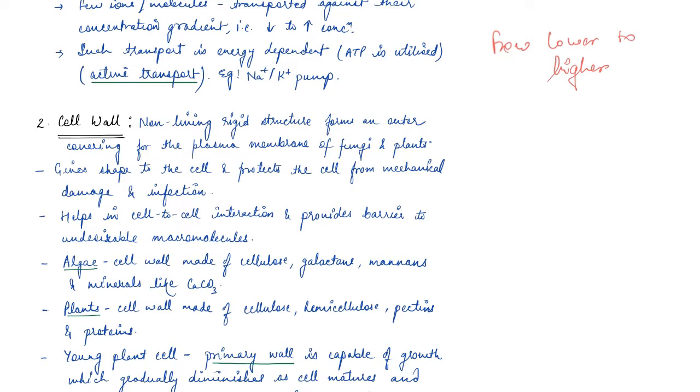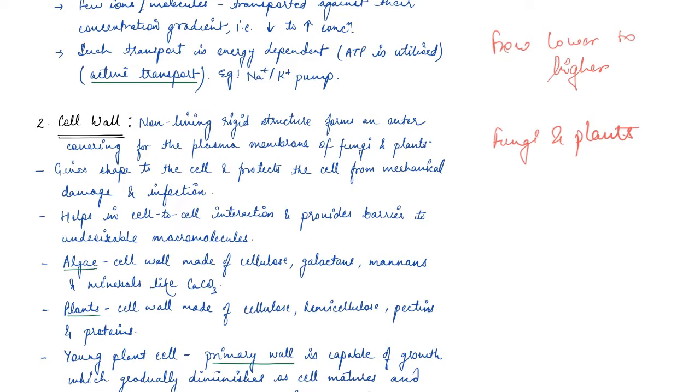Now let's see what exactly the cell wall is, right? Basically it is a non-living rigid structure, which is known as the cell wall, and it forms an outer covering for the plasma membrane in case of what? In case of fungi and plants. Right, so it is a non-living rigid structure which forms an outer covering for the plasma membrane of fungi and plants.